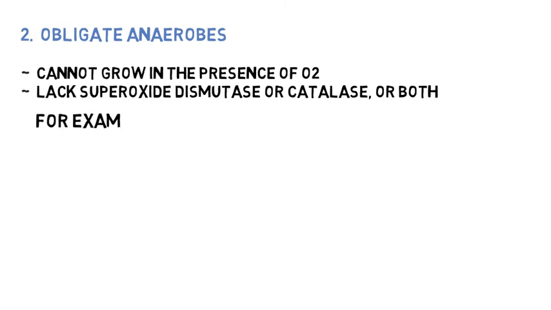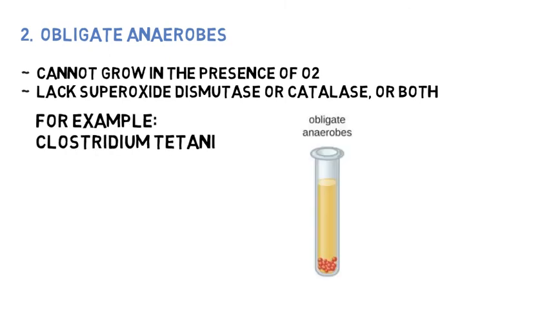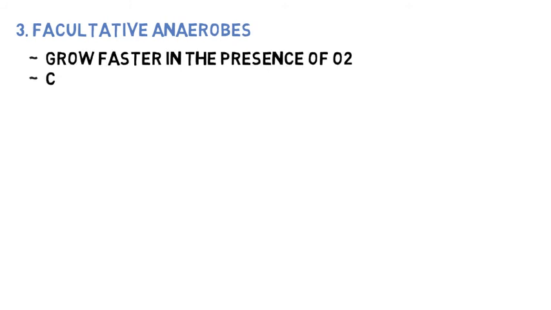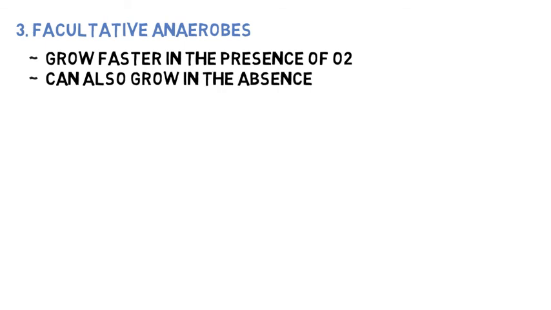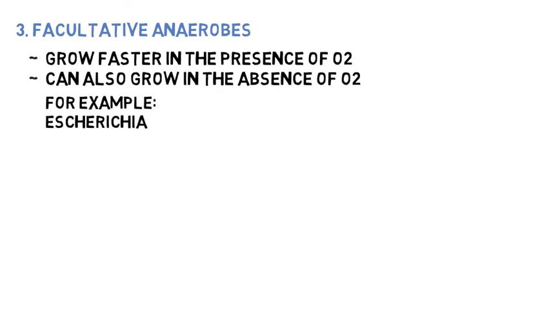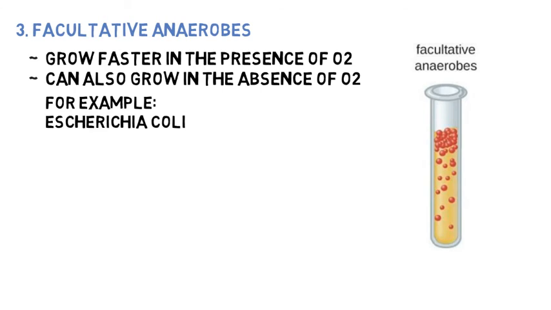Obligate anaerobes. They cannot grow in the presence of oxygen because they lack either superoxide dismutase or catalase, or both. For example, Clostridium tetani. Facultative anaerobes. They grow faster in the presence of oxygen, but they can also grow in the absence of sufficient oxygen. For example, E. coli.